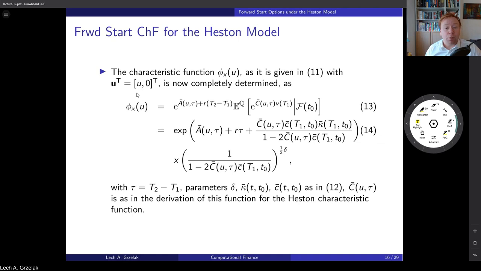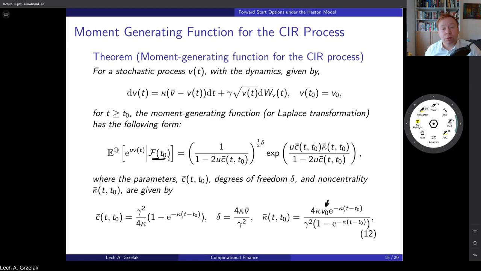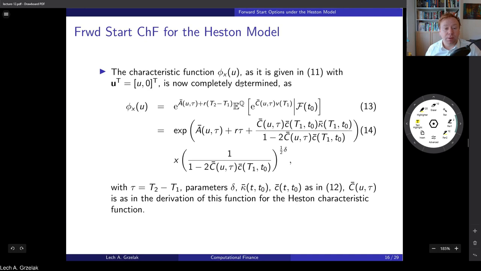So now, essentially we still have to substitute this expectation. We have this moment generating function as given here. We have to use this function and substitute it into the forward characteristic function of the Heston model. And this is what we do here. So we have this deterministic part in front, and then we have this expectation. And after the substitution, so now instead of u, we have c bar, and after substituting c bar everywhere, we have a closed form for the forward characteristic function.